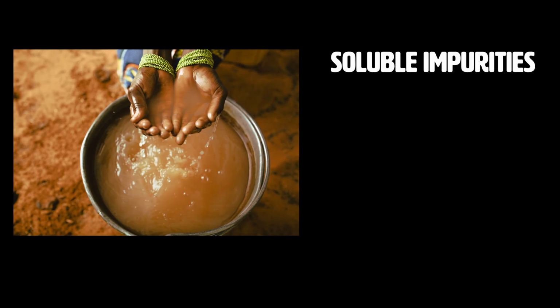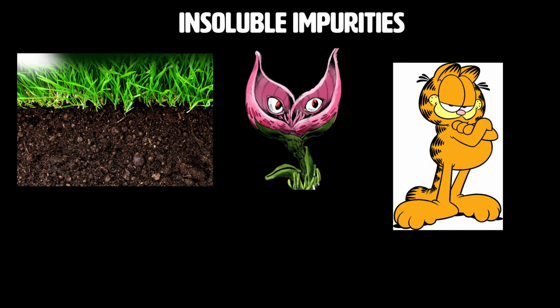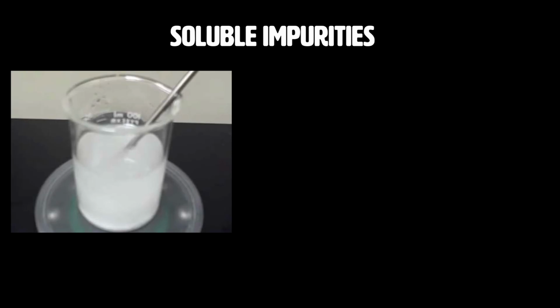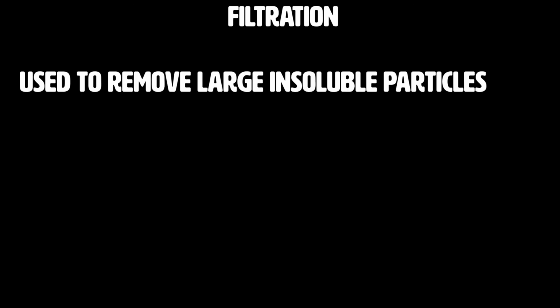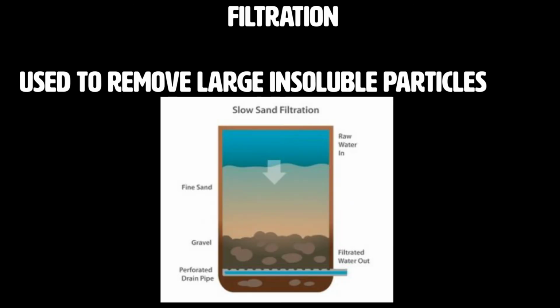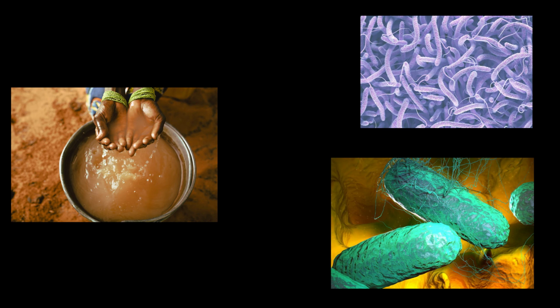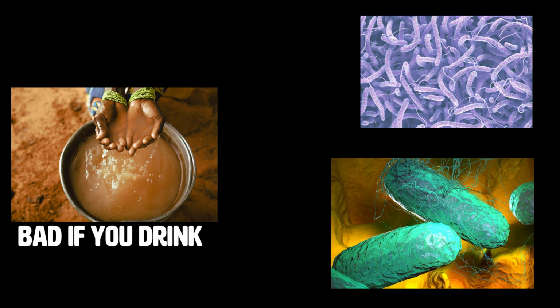Untreated water contains soluble and insoluble impurities. Insoluble impurities include soil, pieces of plants, and other organic matter. Soluble impurities include dissolved calcium, metallic compounds, and inorganic pollutants. Filtration is the process used to remove large insoluble particles by passing the water through layers of sand and gravel filters that trap larger particles. Cholera and typhoid are examples of bacterial diseases which can arise from the consumption of untreated water.